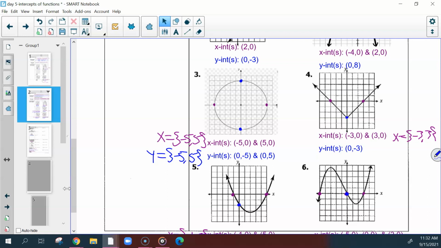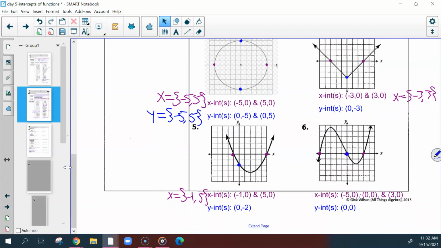Number 4 had 2 x-intercepts, -3 and 3, with 1 y-intercept at -3. And number 5 had 2 x-intercepts again at -1 and 5, 1 y-intercept at -3. Questions on any of those?